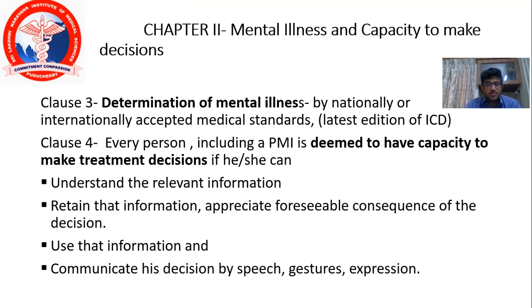Okay. So clause 4 is every person, including a person with mental illness, is deemed to have the capacity to make treatment decisions if he or she can understand the relevant information, retain the information, appreciate foreseeable consequences of the decision, use that information and communicate his decision by speech, gestures, or expression.